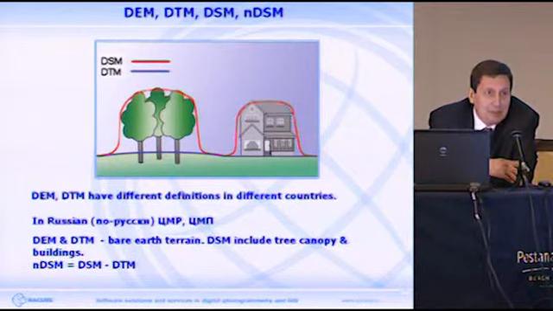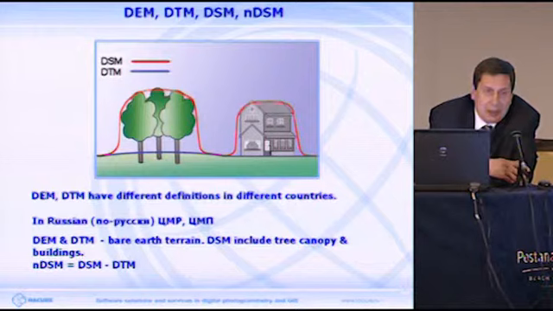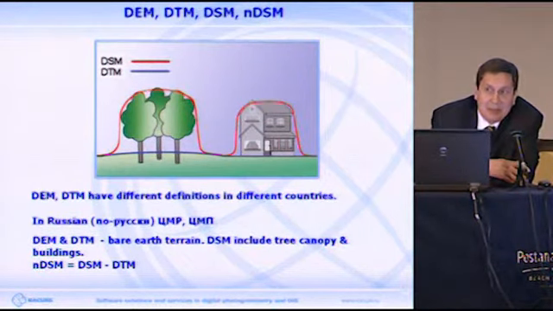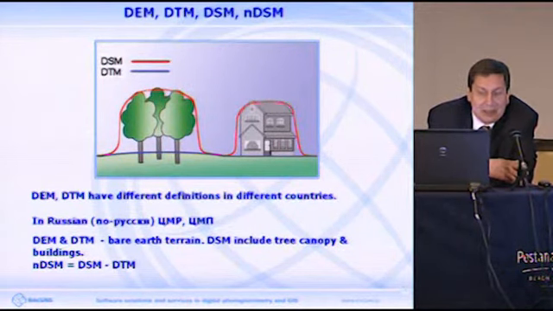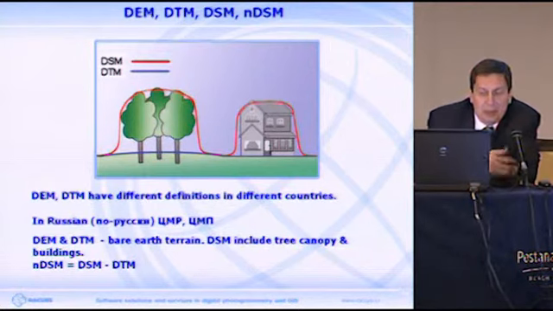I'm not sure about English, but in Russian there is quite a mix-up involving terms and their definitions. In Russian, they use CML, that's a digital terrain model, and more rarely they use DSM, digital surface model sometimes. They use digital terrain model, but they imply something else. In fact, what we're talking about here is whether vegetation and houses are included in our heights.